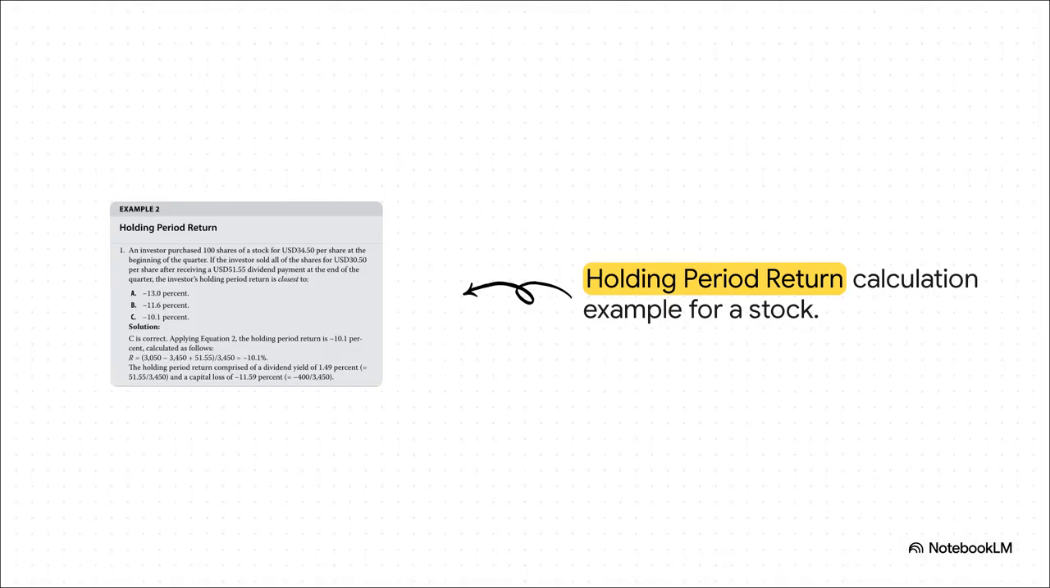Picture this in action. Imagine you buy a stock, but the price actually drops over the quarter. So you've got a capital loss. But you also receive a pretty healthy dividend payment. The holding period return calculation combines these 2 factors. The income from that dividend partially offsets your capital loss, revealing your true overall return for that single period. It really is the ultimate reality check for a single investment time frame.